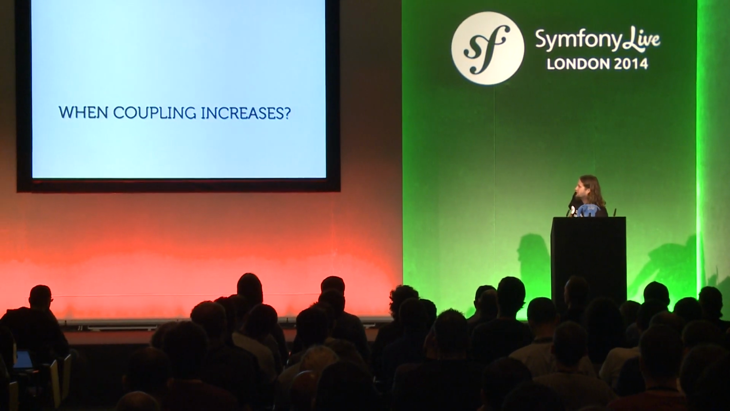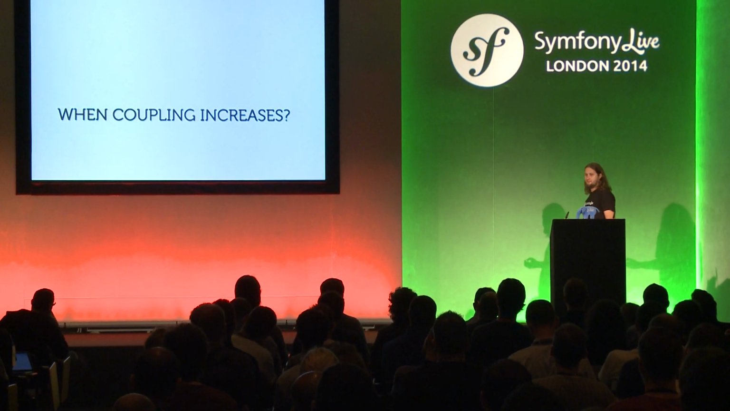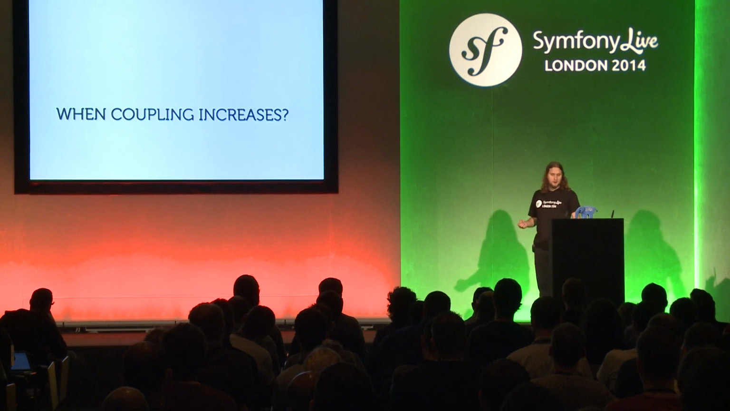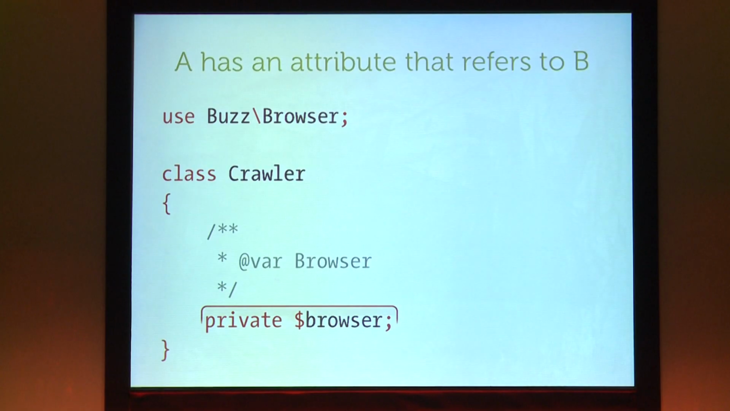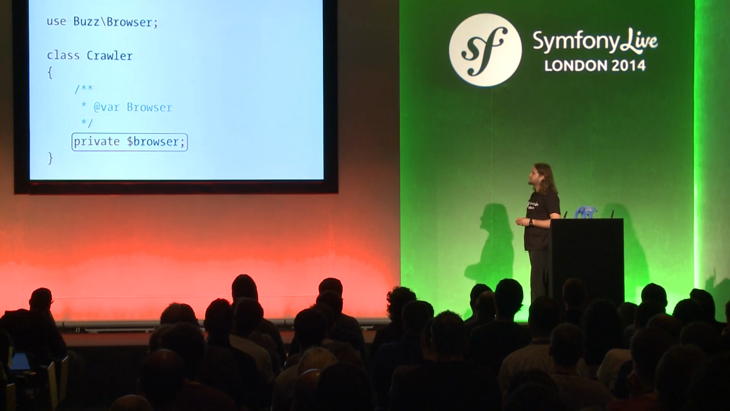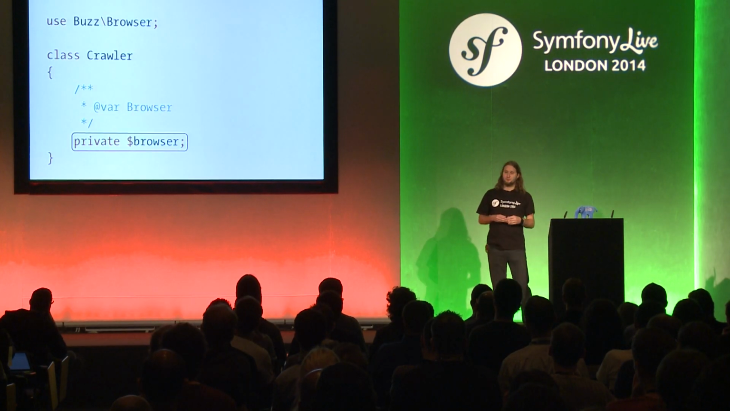So, when coupling actually increases, we have a few scenarios. First of all, we introduce coupling when we introduce a variable that stores a reference to another class. So if our crawler class has a reference to the browser, we introduce coupling to the browser class. Simple as that.